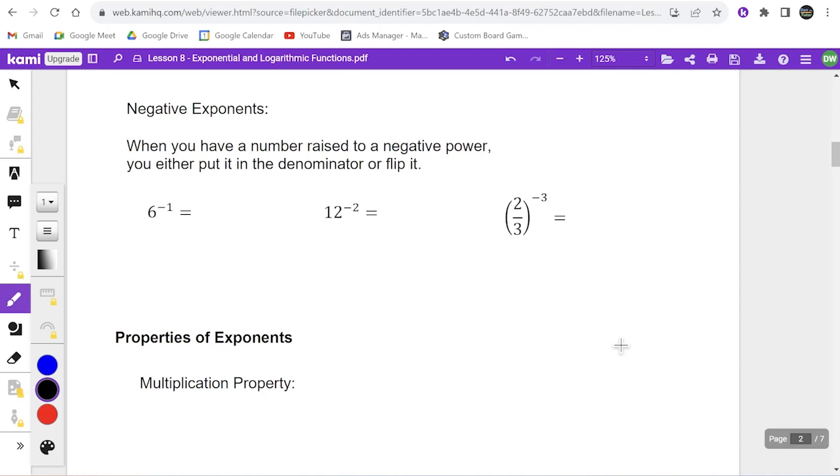So when you have a negative exponent, just remember, negative exponents put it in the denominator, or if it's a fraction, it's the reciprocal. Reciprocal means flip it, by the way. So let me explain what I mean.